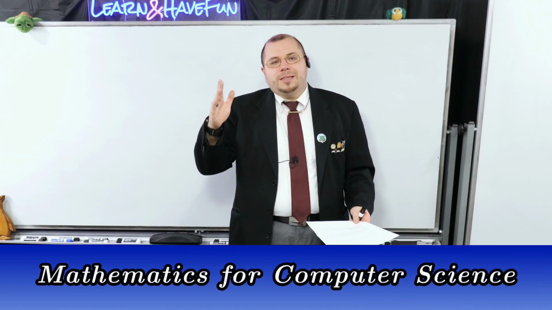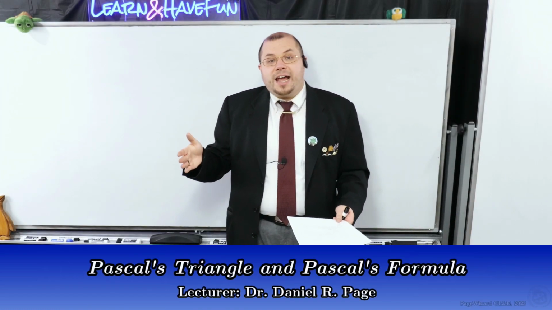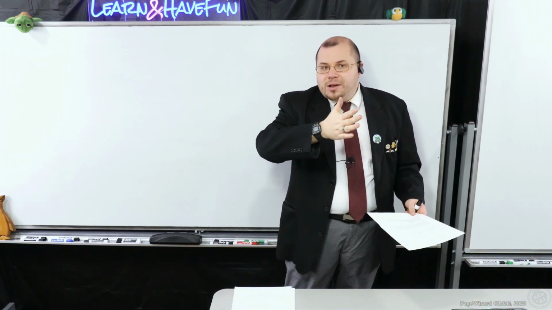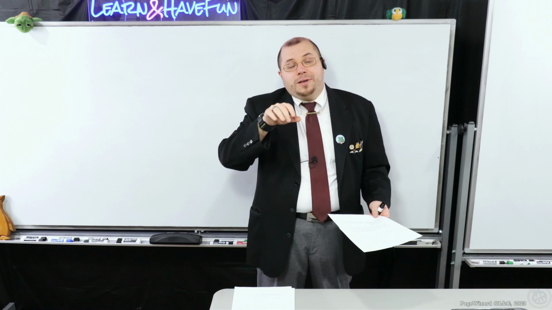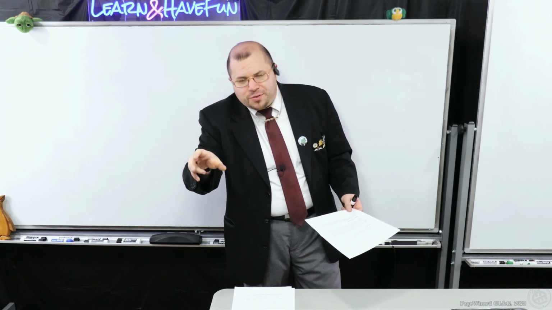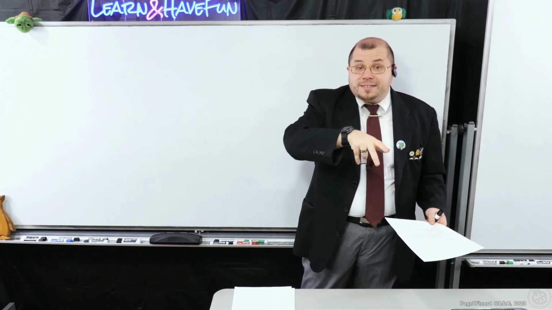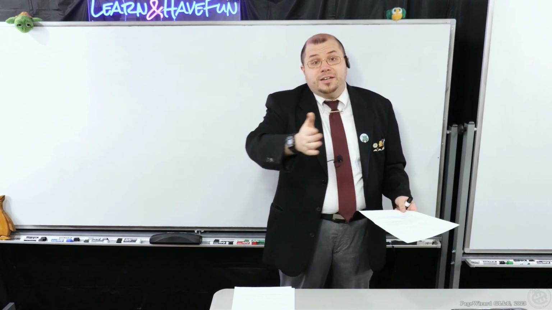Previously, we talked about the relationship that n choose k has as we vary k. We noticed that there's a symmetry that occurs based on whether you pick a subset of size k versus the subset of size n minus k.